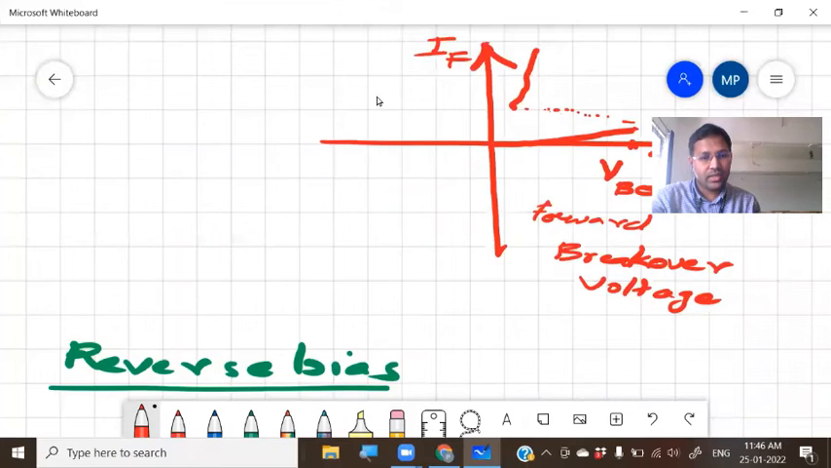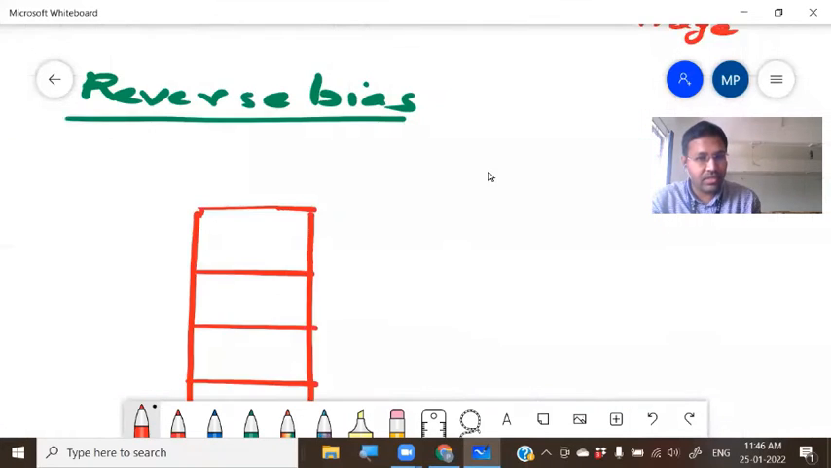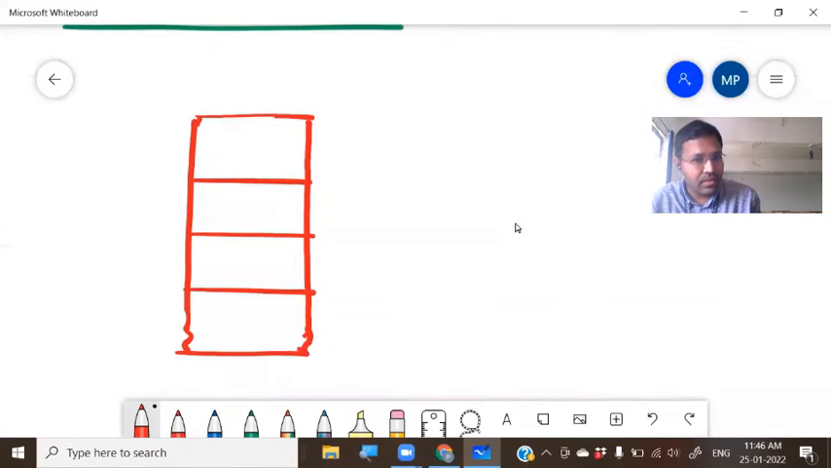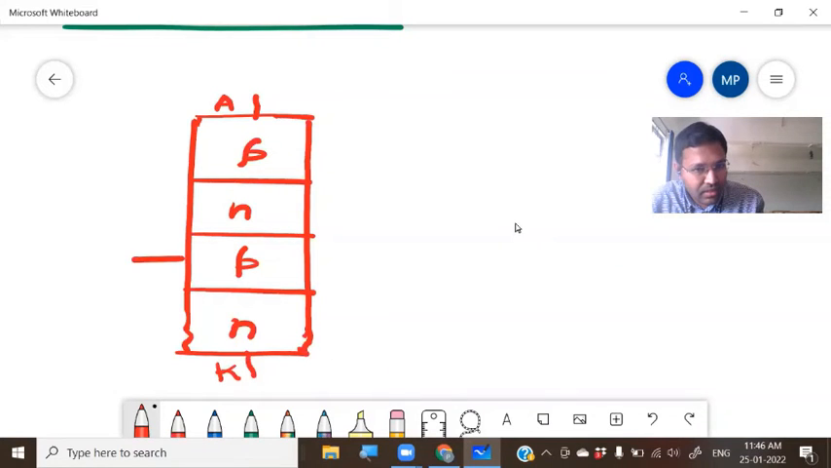So here, same, we will consider this. This is the P region, this is the N region, and again P region, again the N region. The topmost P region, this one is the anode. The bottommost N region is the cathode.